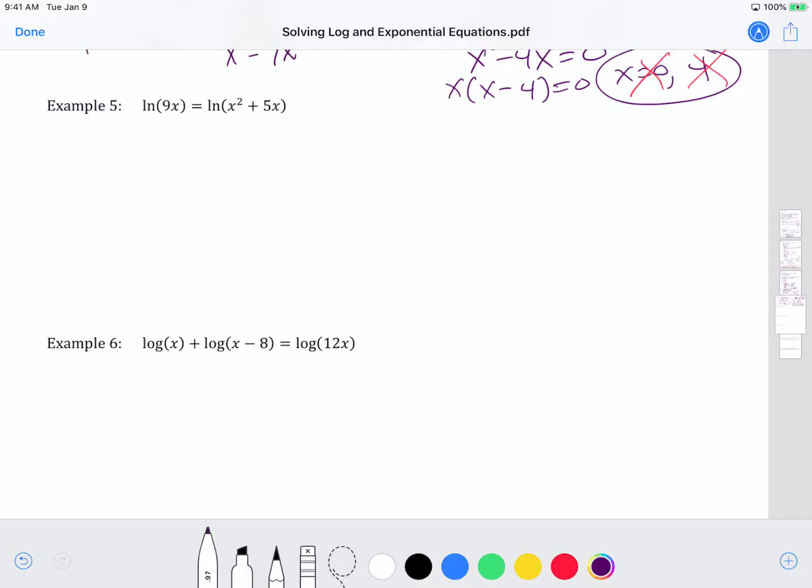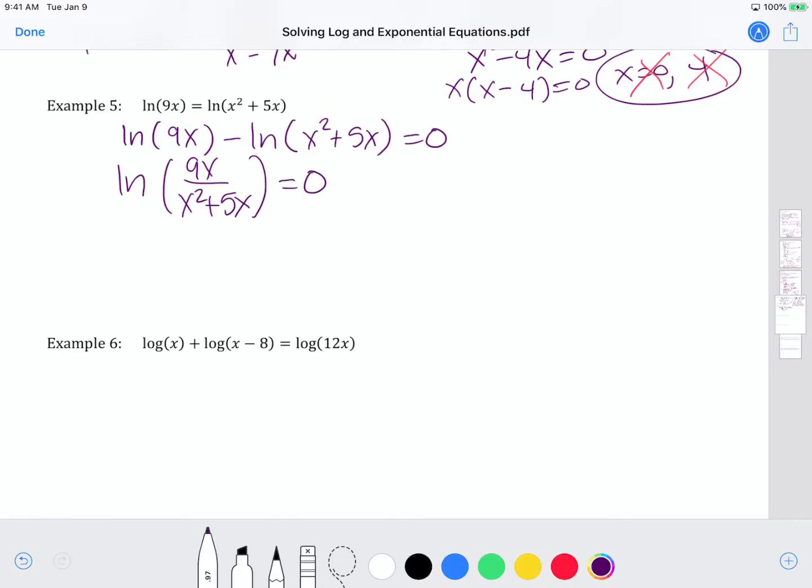Okay, next example, example 5. I have multiple logs, so I want to combine them together on one side. So I have log of 9x. I'm going to subtract log of x squared plus 5x from both sides. So now I'm going to combine these and condense them using the quotient rule. So I have natural log of 9x over x squared plus 5x. So now I have one condensed log on one side, and everything else on the other.